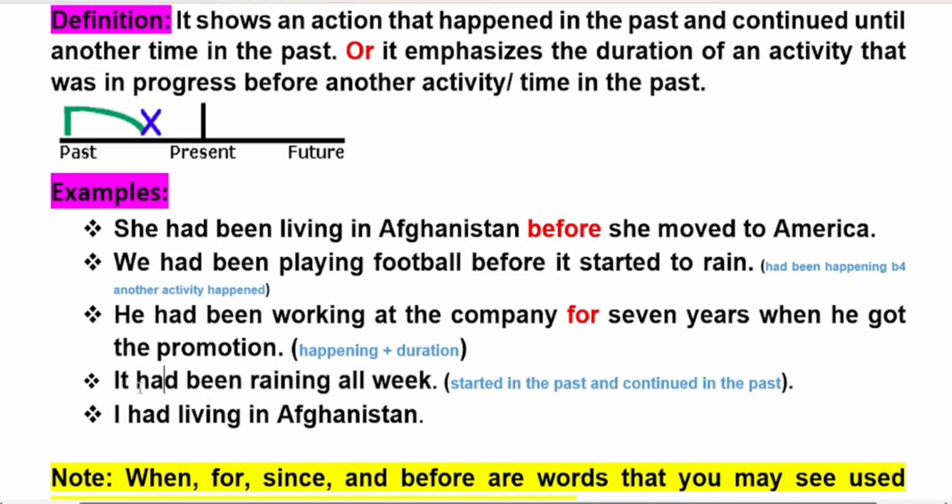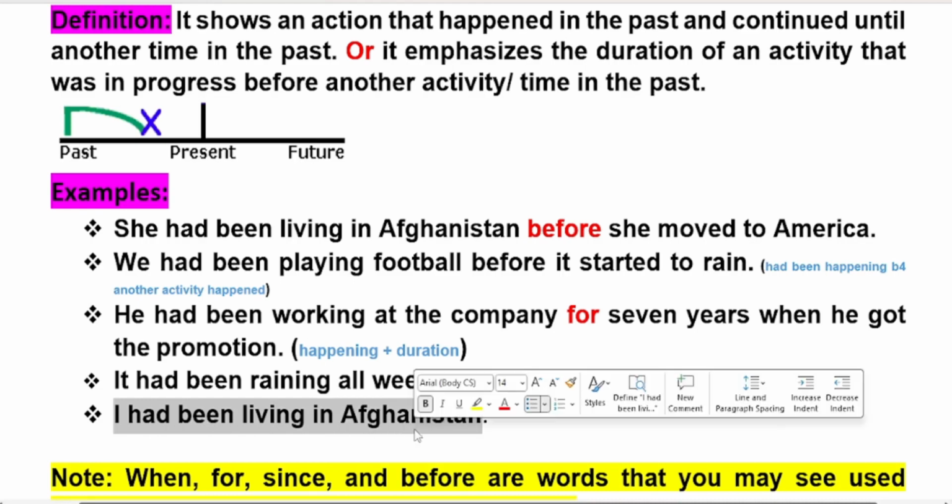Right? What is this? This is past perfect progressive tense. Or the next one: I had been living in Afghanistan. Sorry, it should be here, had been. I had been living in Afghanistan. An action, a situation that started in the past and continued in the past.